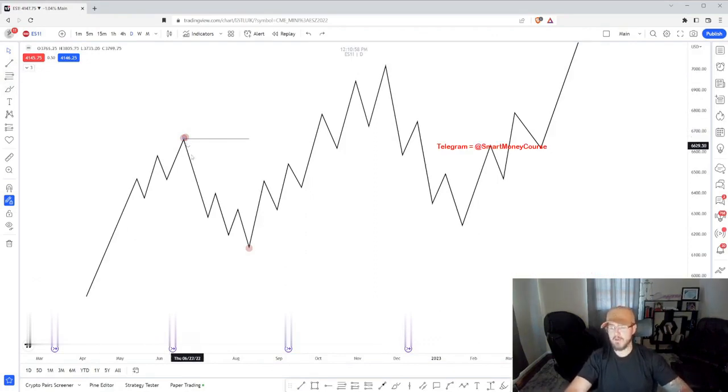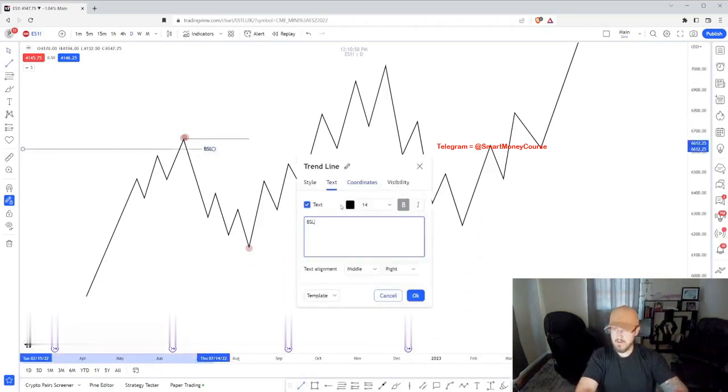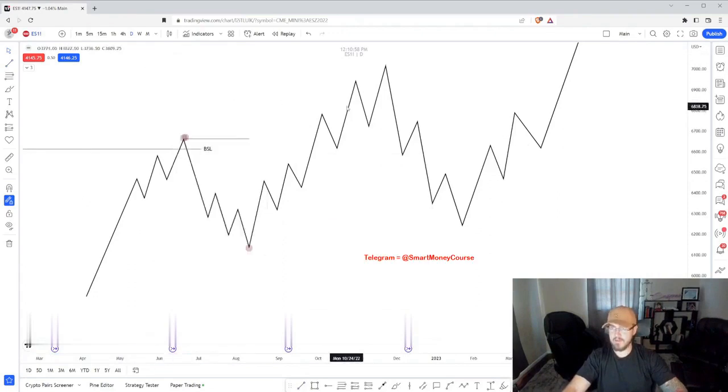Now, how can you complement that even more? Well, let's say here's your BSL, and for those who don't know, buy side liquidity can just be a high, right? It's an old high, because if we are pushing up into an old high, a lot of traders are going to look at that as an opportunity to buy a breakout.